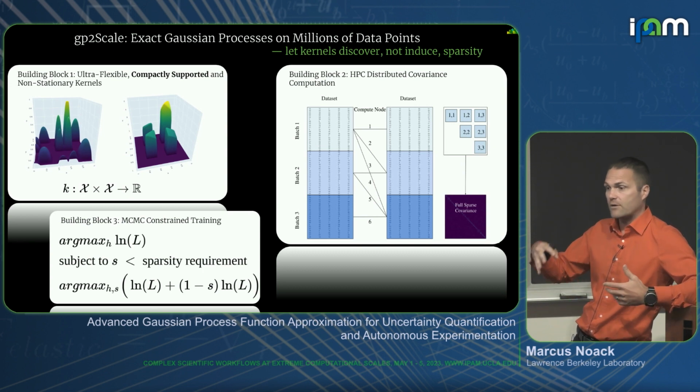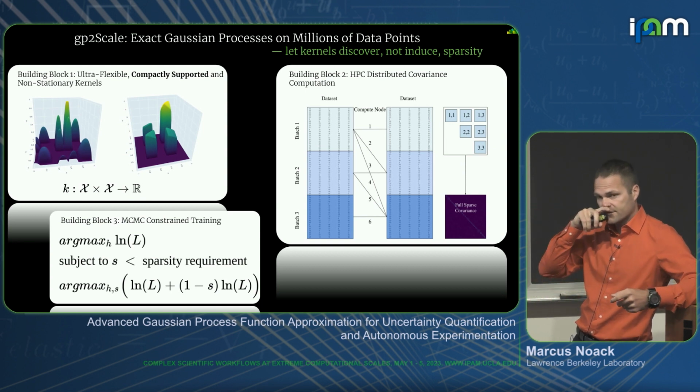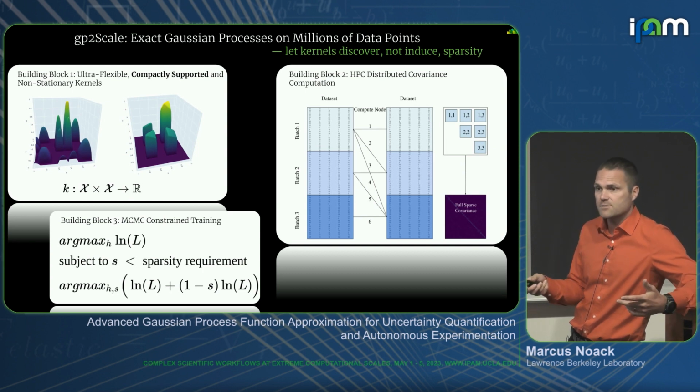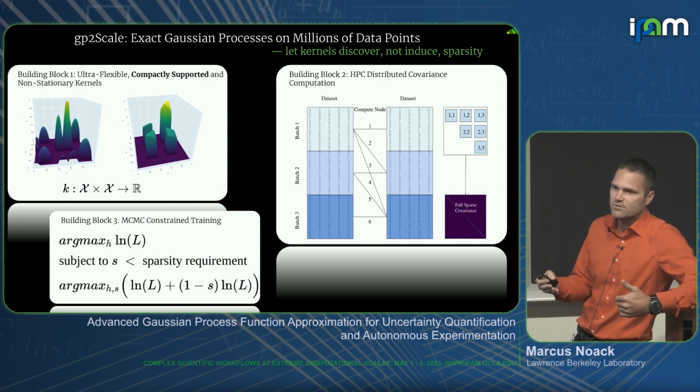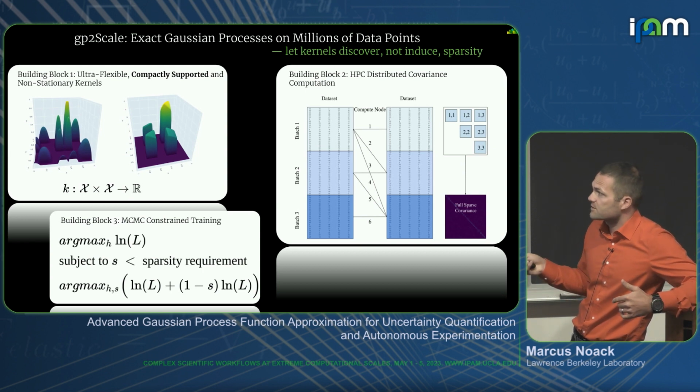Because that would then mean, if I make it flexible enough, that the algorithm can learn through training that things are not just correlated, but things are actually uncorrelated. They have 0 correlation. And if you make this flexible enough, maybe you can discover, instead of induce, a sparsity in a Gaussian process, which you can then use in downstream computations.